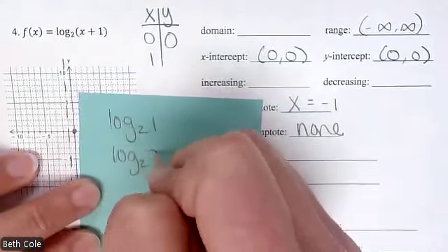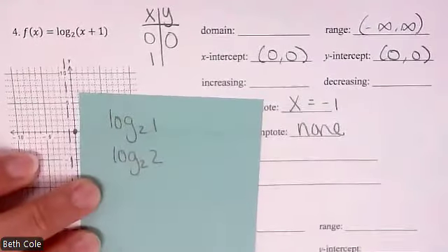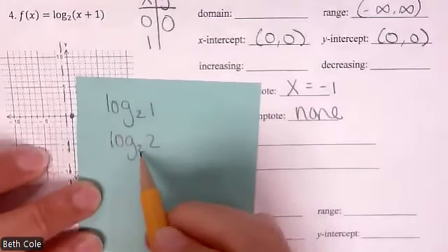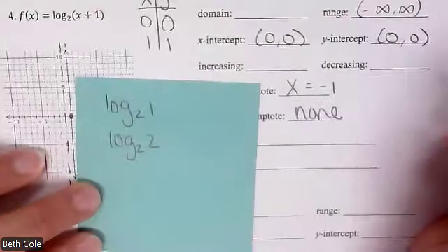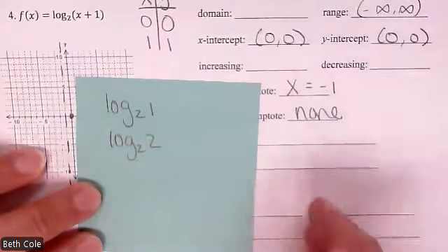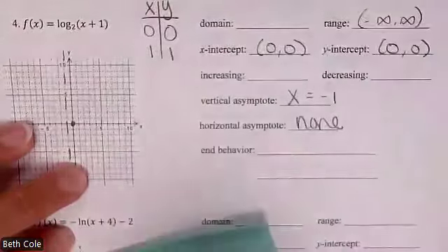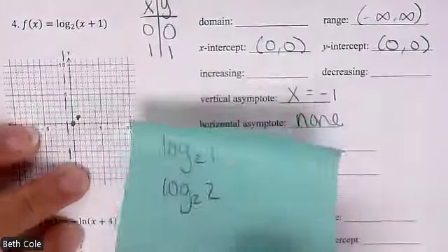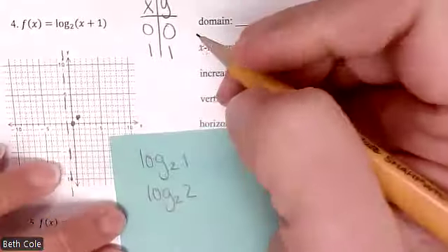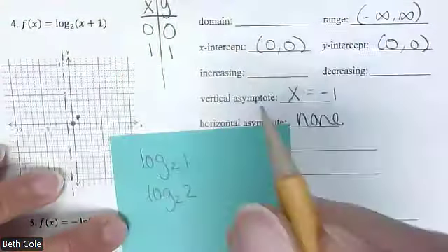And again, I want you to get to the point where you don't have to write this, so you can kind of do it in your mind. But this is just like your Quizlet game. Log base 2 of 2 is 1, because 2 to the first is 2. All right, so we got 1, 1. I would like one more point. Let's try 2 just so I can show it to everybody.